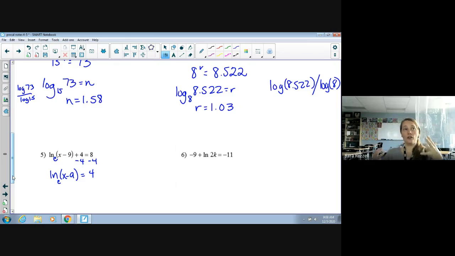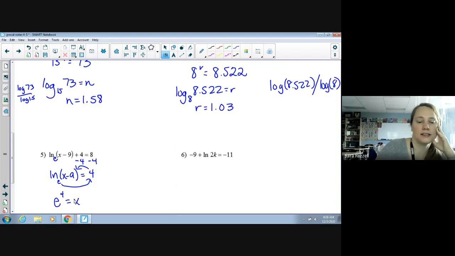Okay. Now the log by itself, we've got log of something equals a number, and it's perfectly ready for us to write in exponent form. So we're going to do our base to our power is equal to whatever we have in those parentheses right next to it. So what is our base? Our base is our little number here. Our base is e. Remember to loop around. Raised to the 4 is equal to x minus 9.